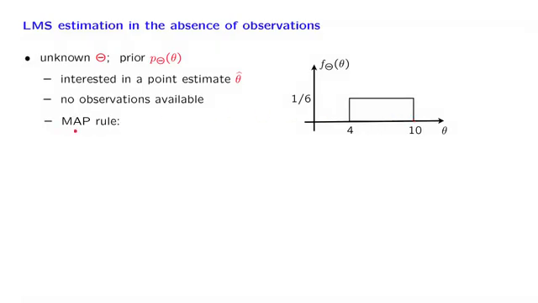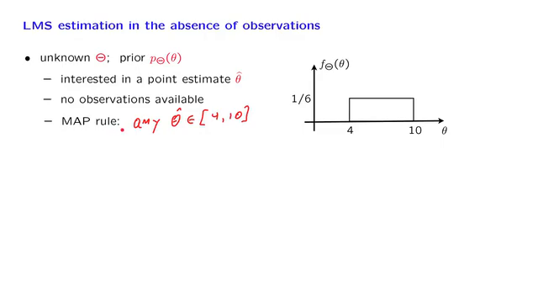For example, the maximum a posteriori probability rule, what would it do? In this case, since there are no observations, the posterior distribution of theta is the same as the prior. There are no observations that would change the prior, so we need to find a point at which this distribution is highest. Well, because this distribution is flat, the MAP rule does not give us a unique answer. Any value of theta inside the interval from 4 to 10 would be an acceptable answer. So any particular estimate in this interval would be fine. So this rule is not particularly helpful.